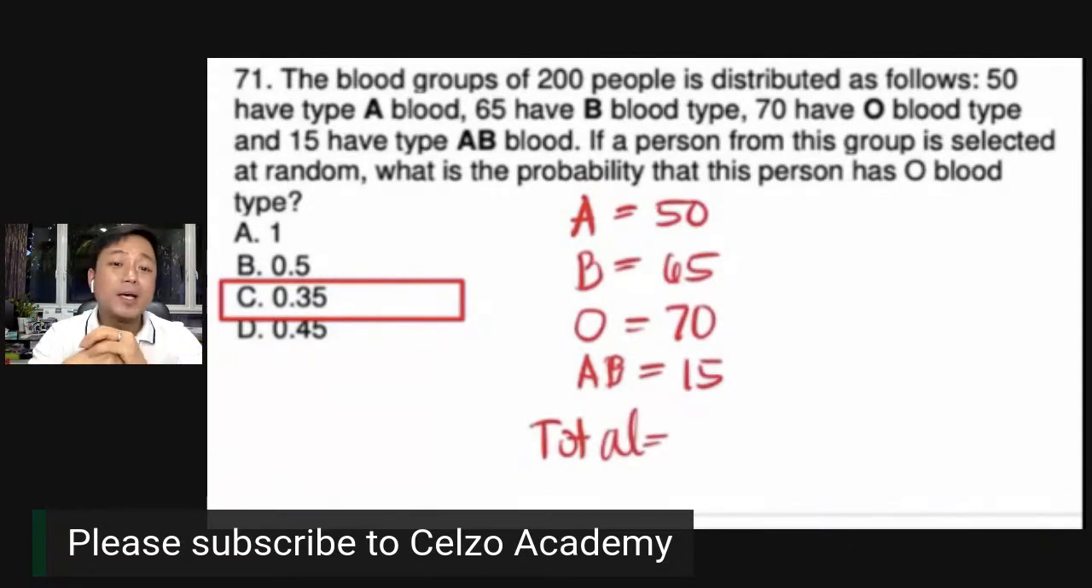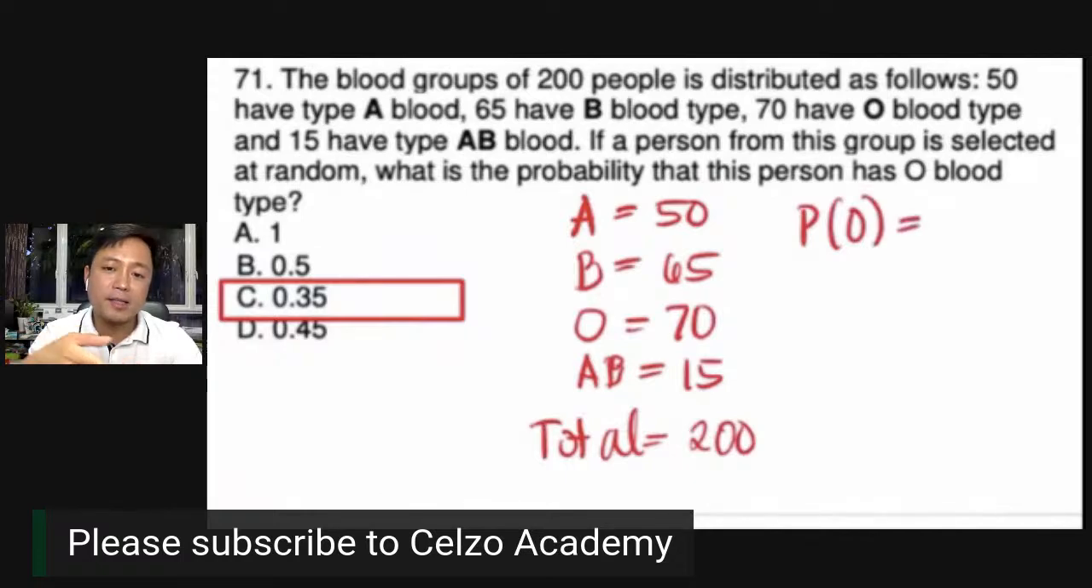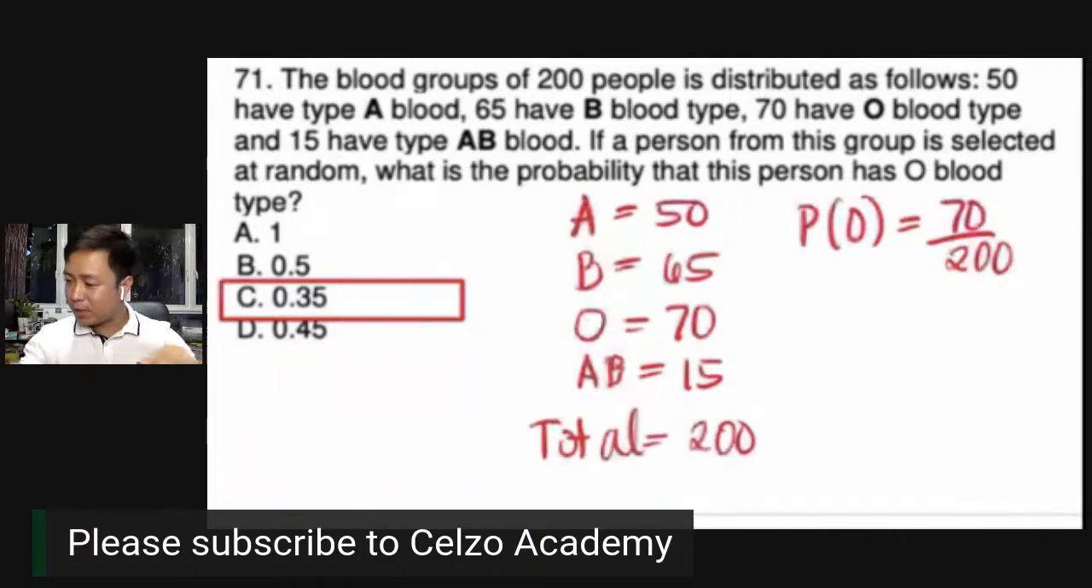So the answer is 0.35. Again, 7 over 20, or also 35%. Probabilities can be expressed as decimal, fraction, or percent, okay? So 70 over 200 or 7 over 20, just like what Mark Kevin said, and that is 35%, or 0.35.